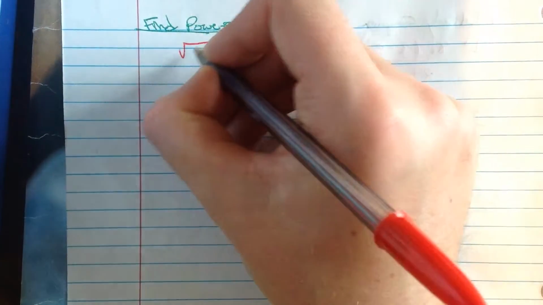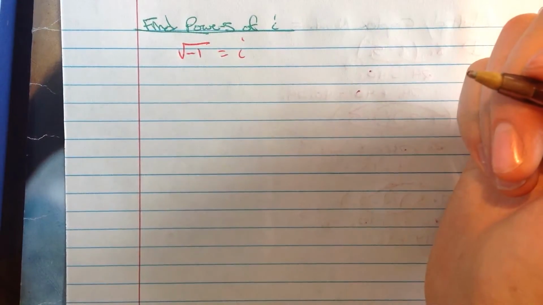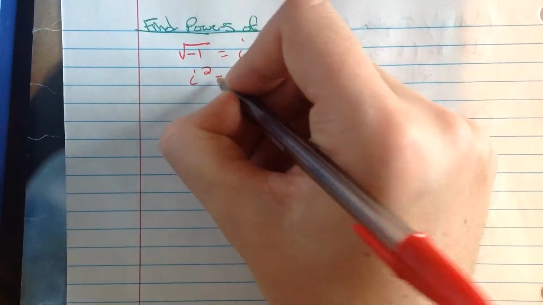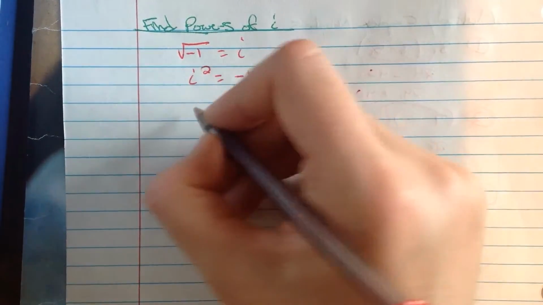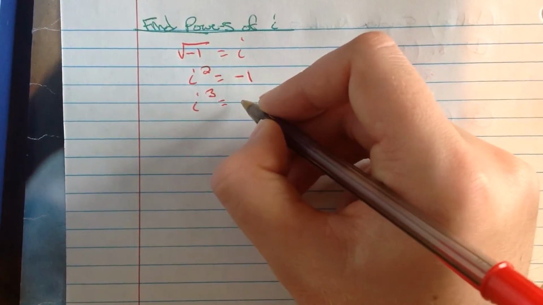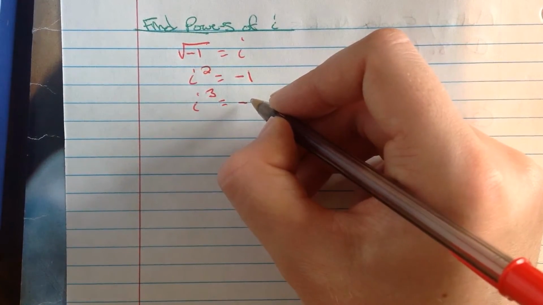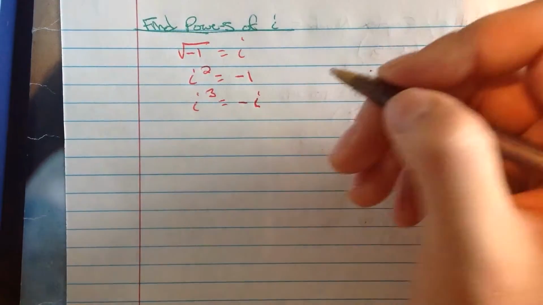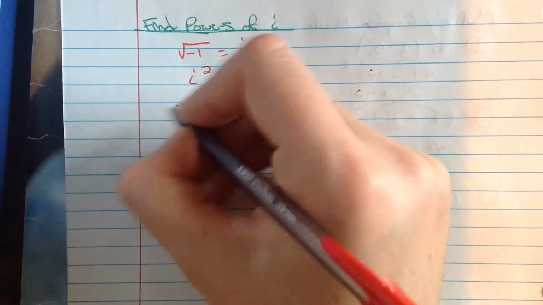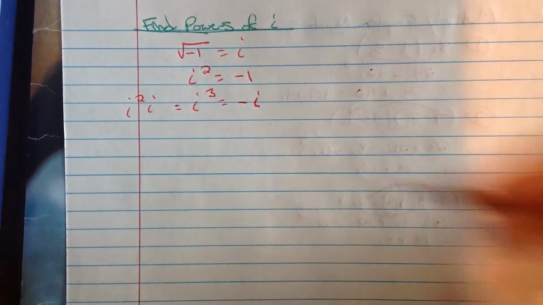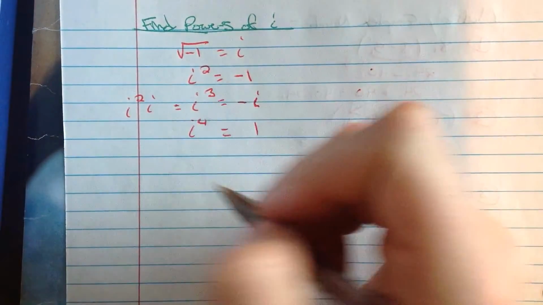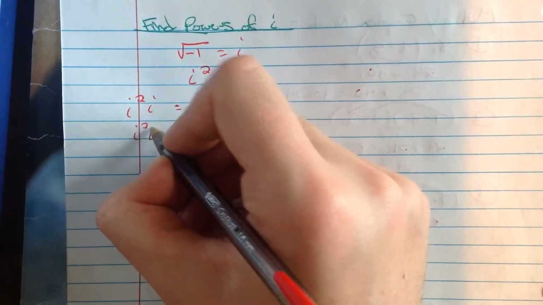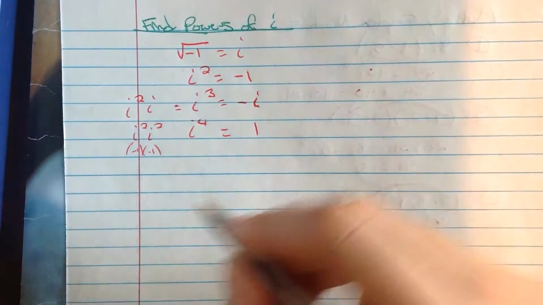Finding powers of i. To premise this, we know that the square root of -1 is i. We know that i squared is -1. Well, i to the third is equal to negative i, because it's the same thing as i squared times i. i to the fourth happens to be 1, because that one is i squared times i squared, so you have -1 times -1, which gives you 1.